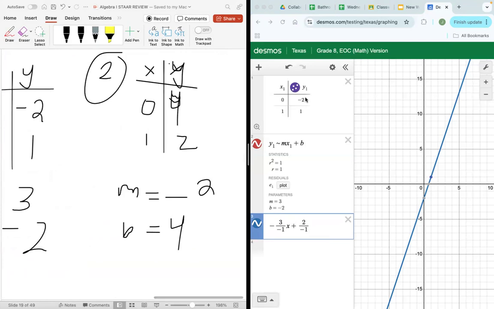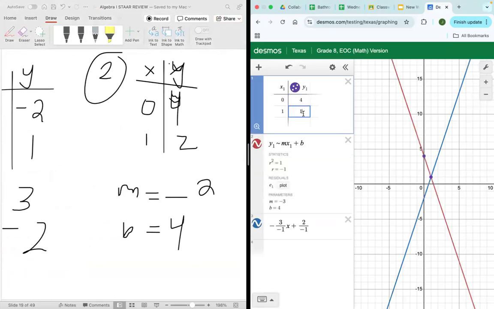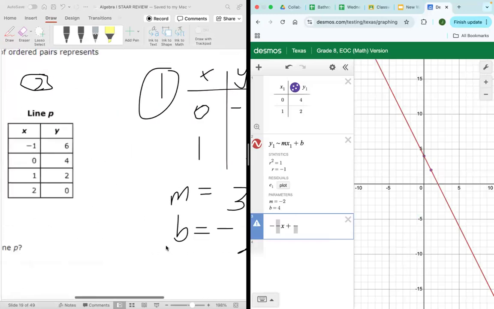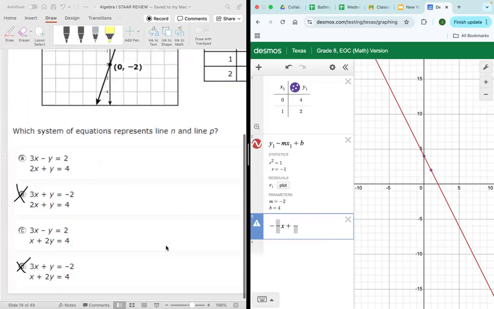Our second table was 0, 4, and 1, 2. So now we're going to redo. We have our negative blank x plus blank. Again, you want to go back to my full lesson over A.2I in my YouTube channel to see this a little bit more thoroughly. Other than that, we're here so we can pass our STAAR test. So here we go. So for our second equation, our A is 2, our B is 1, and our C is a 4. As we can see, these two also overlap. The red and the green overlap.